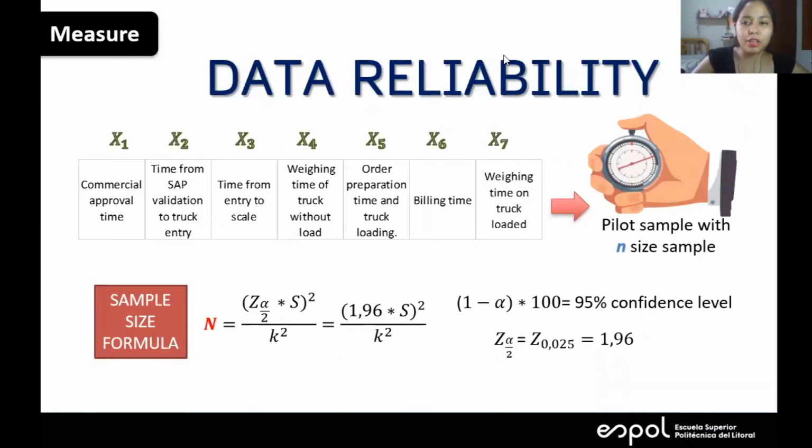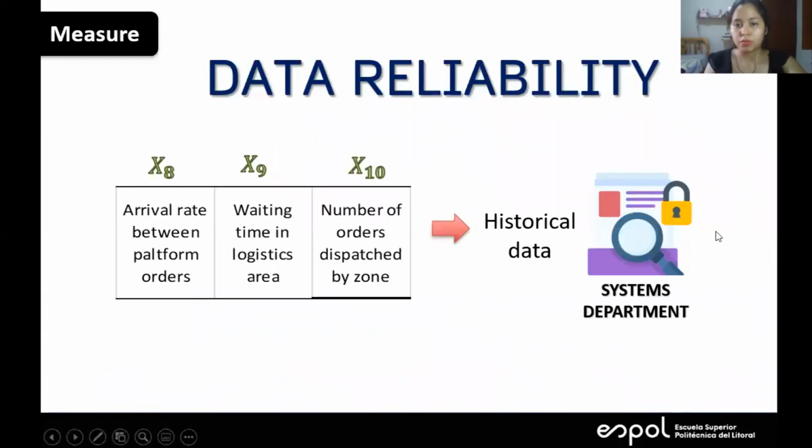To obtain stable and consistent results, data reliability will be explained by the following. The first 7 variables will be measured with a pilot sample with a size of lowercase n. Then, to be sure about the sample size needed to infer about these variables, an uppercase N sample size will be calculated to take the other times, if required, with a 95% confidence level. Then, the 3 variables left will be obtained from historical data given by the systems department.